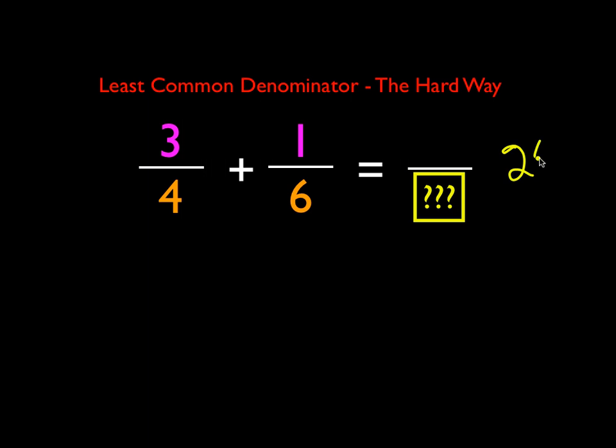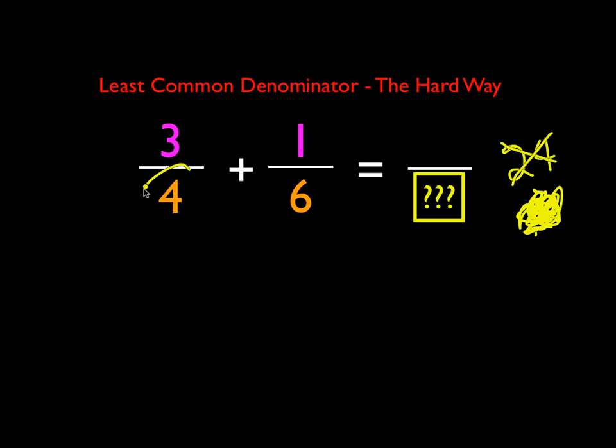24 is a common denominator by simply multiplying 4 times 6, but that in this case is not the least common denominator. We happen to know from the previous problem that 12 is the least common denominator, but that's cheating, that's peeking, so we're not going to look. Forget I ever said that. Okay, so 24 is not. This is how you do it the right way.